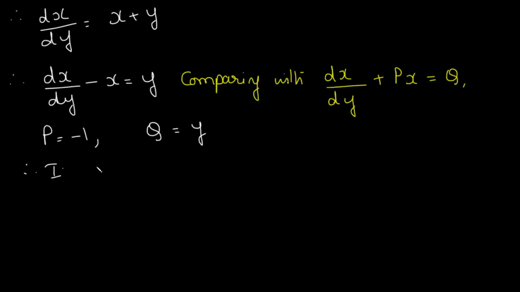Therefore, the integrating factor in this case is e raised to integral P into dy. As you can see, y is the independent variable over here. How do we know this? Because we got dx upon dy over here. Therefore, integrating factor is e raised to integral P dy, which is e raised to integral minus 1 dy. Now you know that the integral of 1 dx is x, so the integral of 1 dy will be y. So here the answer for this integral is e raised to minus y. So thus we got our integrating factor.